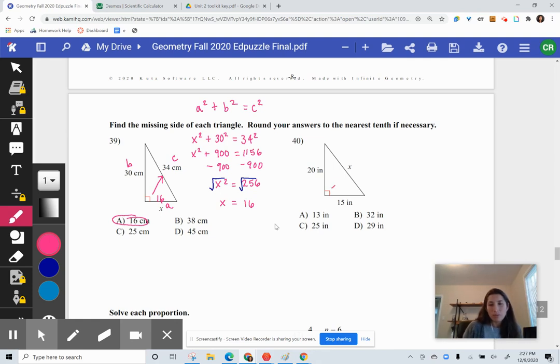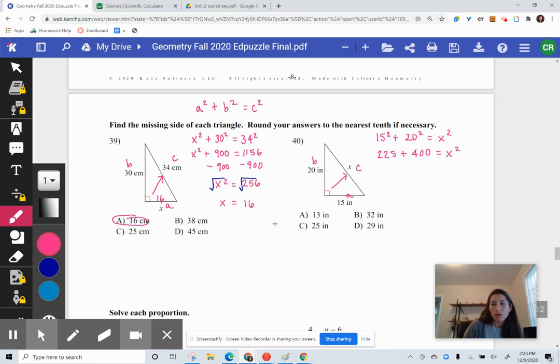And then here, pointing to our right angle, this side is our longest side, it's our hypotenuse, the c side, and then we've got our a and b sides. So in the Pythagorean theorem, we can do a squared, so 15 squared plus b squared is equal to c squared. So we've got 15 squared, that's 225. And we've got 20 times 20, that's 400.